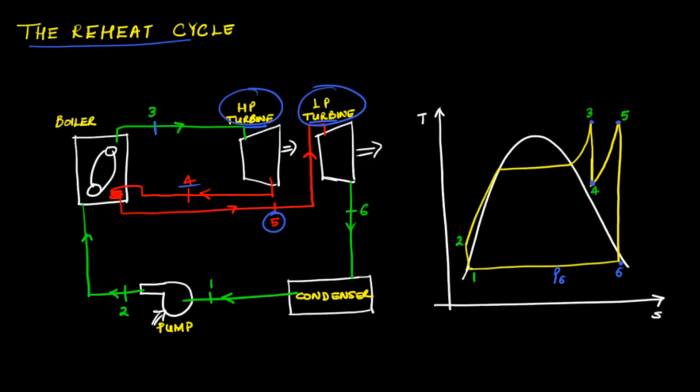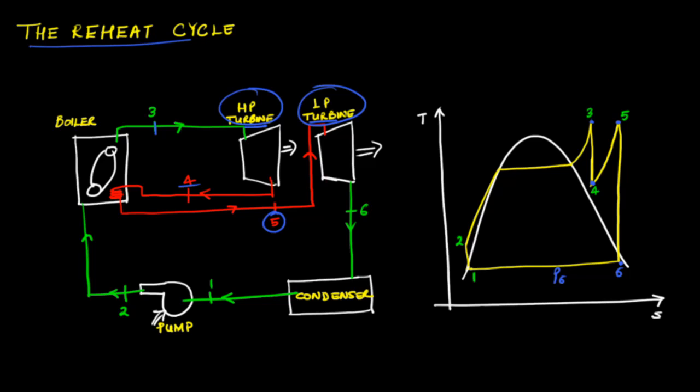So this step, that the exhaust of the high pressure turbine is heated again in the boiler and then fed to the low pressure turbine, is called the reheat step. So you can see that there is little change in the average temperature at which heat is added, and hence there is little gain in efficiency.